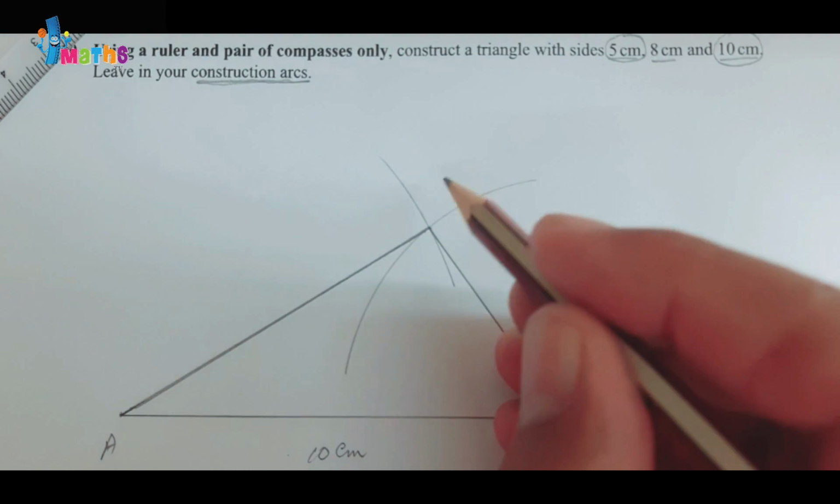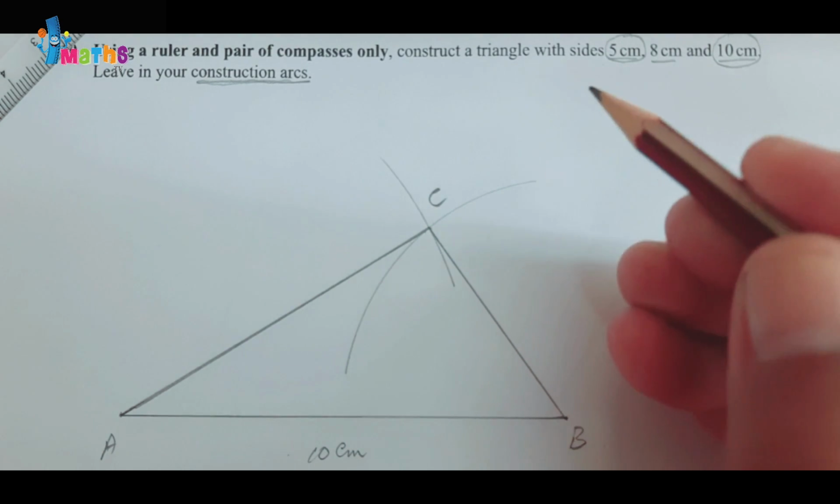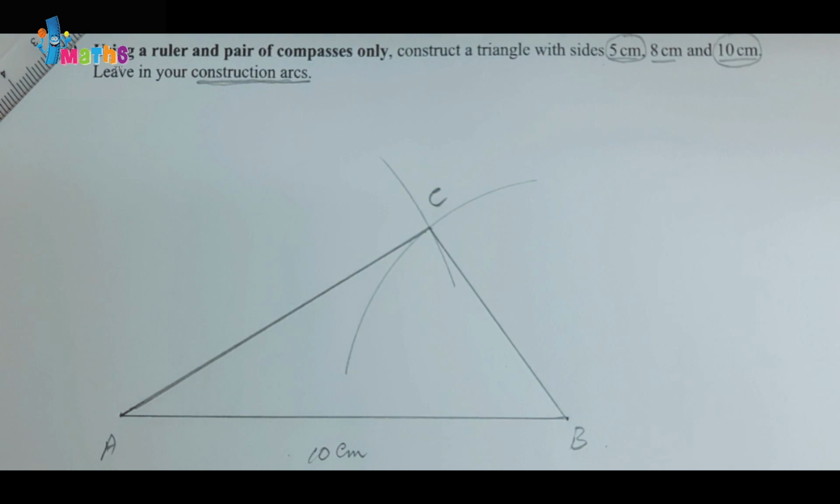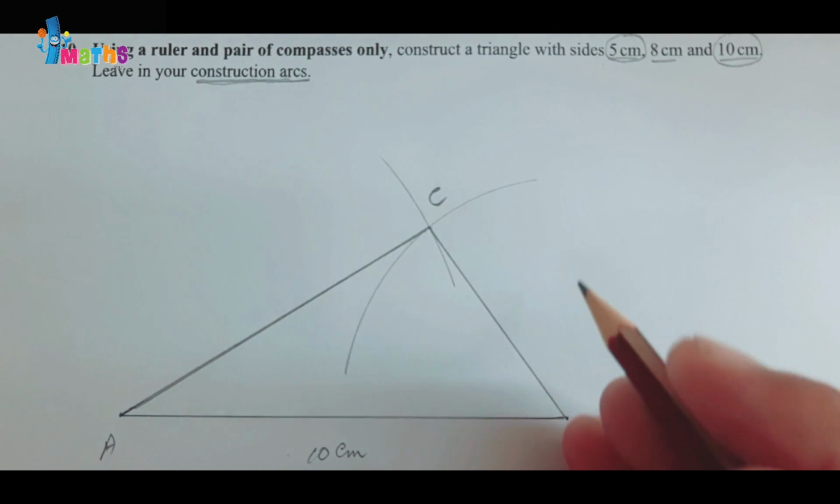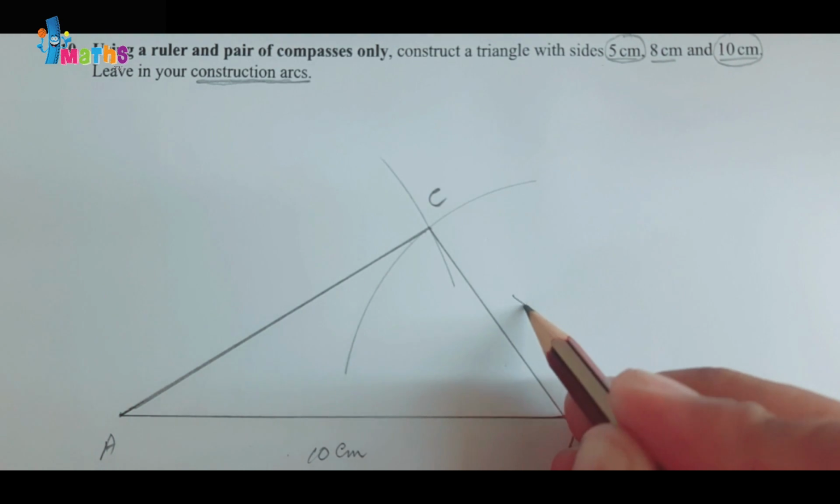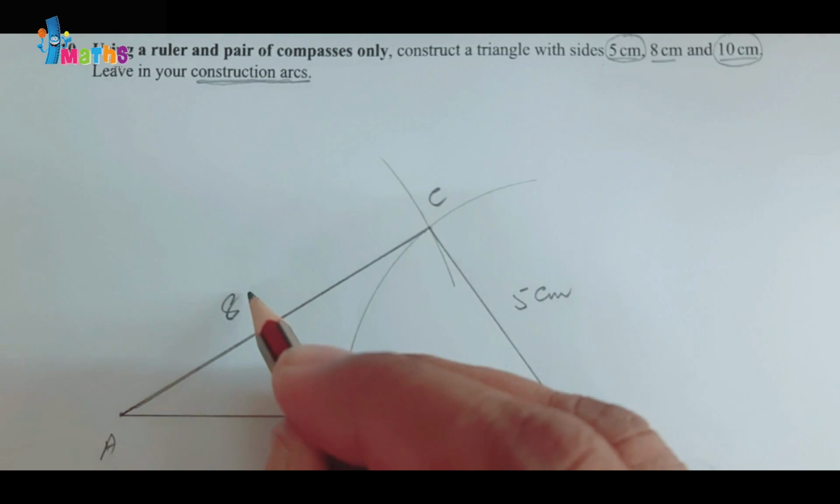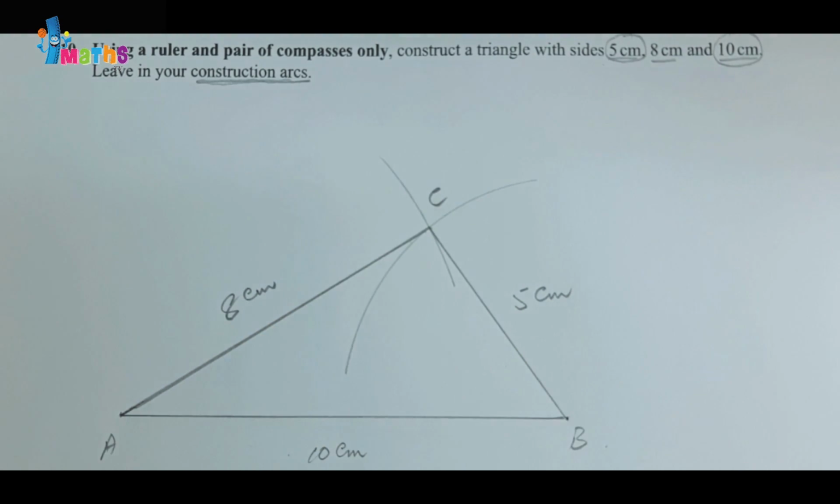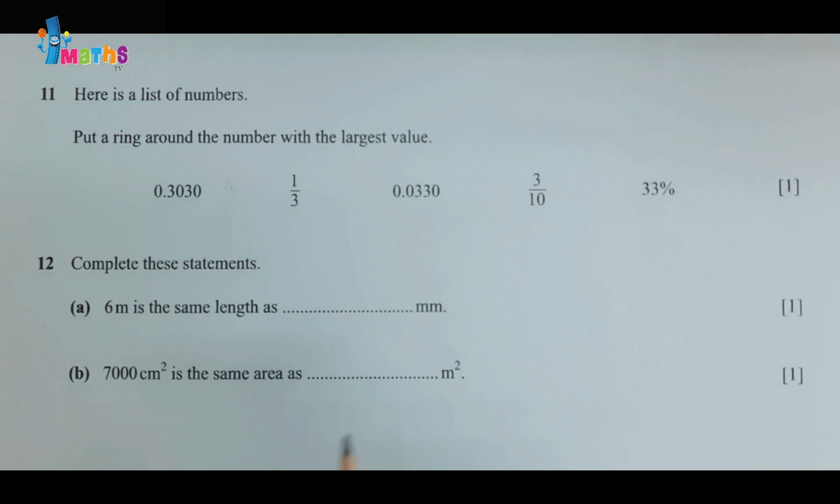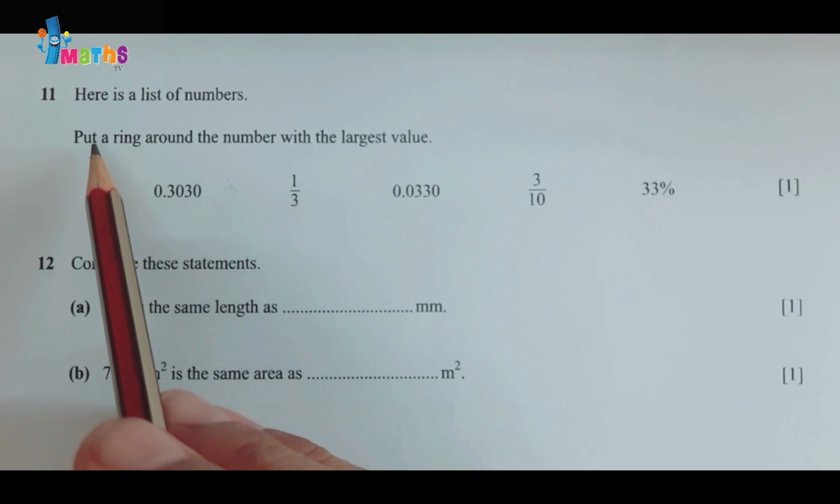Okay, so this is our point C, construction arcs you will have to leave, and this is the final triangle which we have drawn. We can label this side as 5 centimeters and this one is 8 centimeters. That's all. Now we are done with this, which is a 2 marks question. Okay, let us start question number 11.